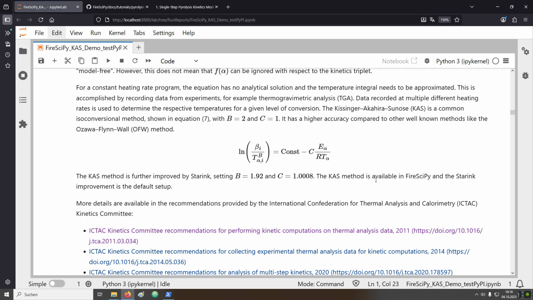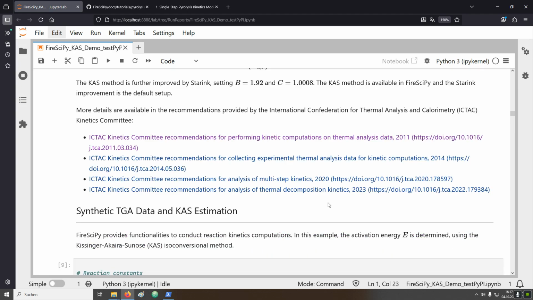A fairly well-known method is the Ozawa-Flynn-Wall method. The method that I'm using here, however, is the Akahira Sunose method. This offers a higher accuracy in the approximation of the temperature integral. And it is not only just the Akahira Sunose method that I'm using, it is also further including the Starink improvement. For further information, please check out the links that are provided at the end of this section. More details of the theory are covered in a different video. Here the focus is on the usage of FireSciPy.